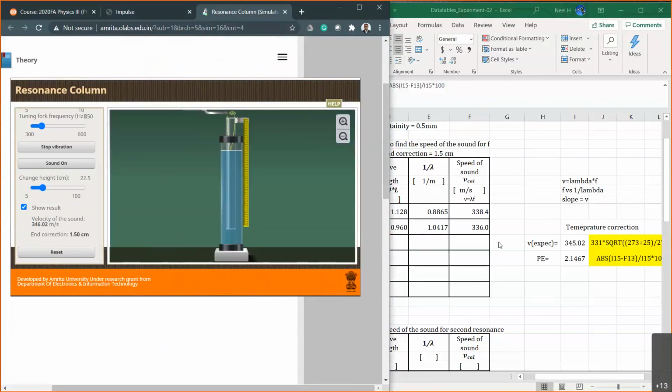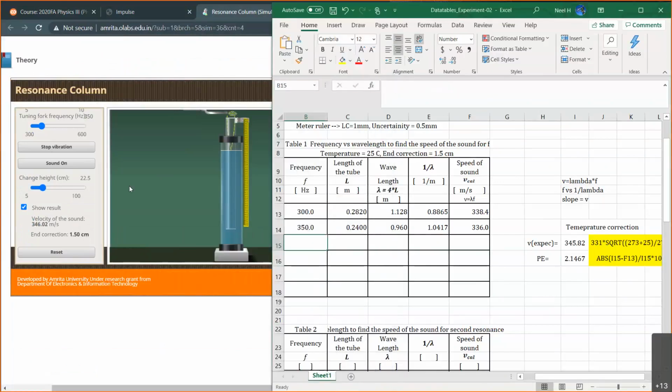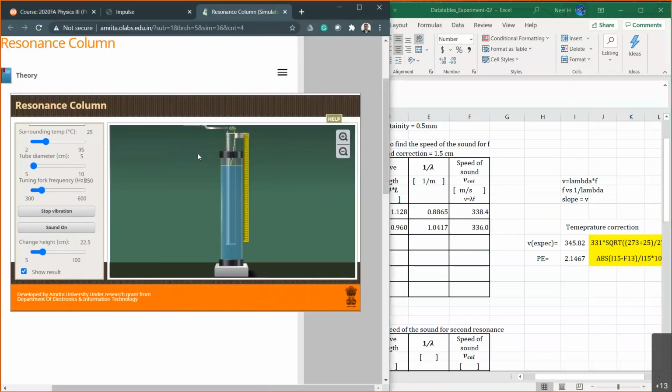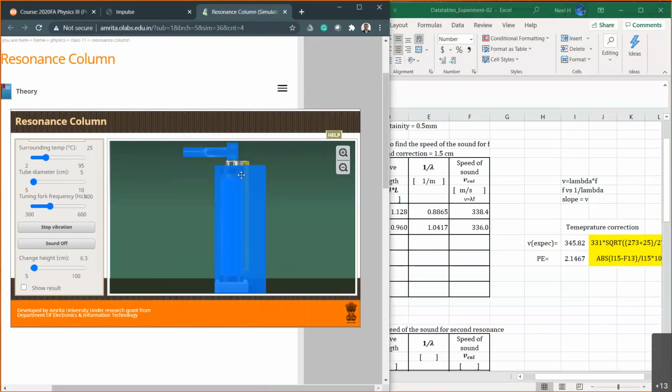All right, so now let's continue. Next one is keep the sound off, and whenever you want to take the reading, click this, because otherwise it's going to resonate continuously, too much strong noise. Next one, we need about 400. Make the sound on, and now you can bring it all the way down and then bring it up slowly.